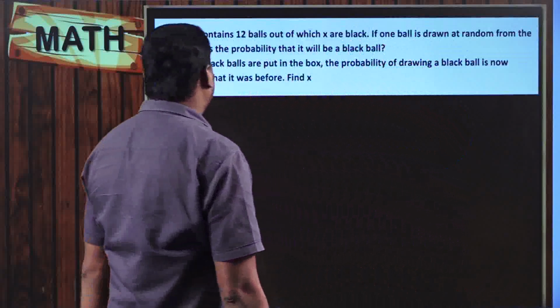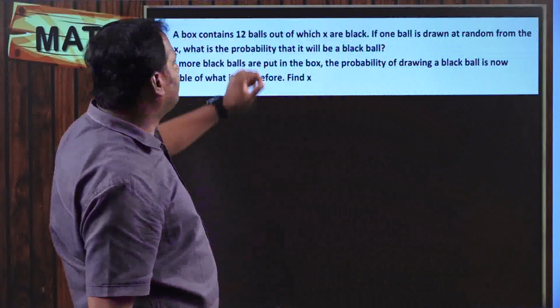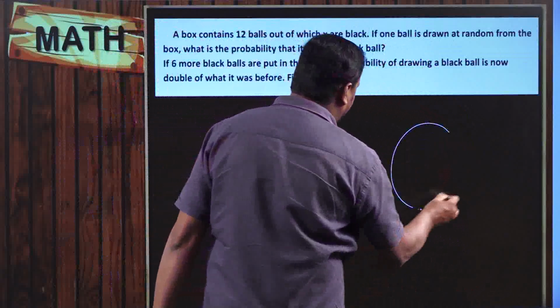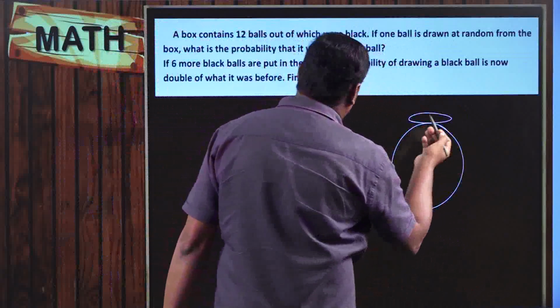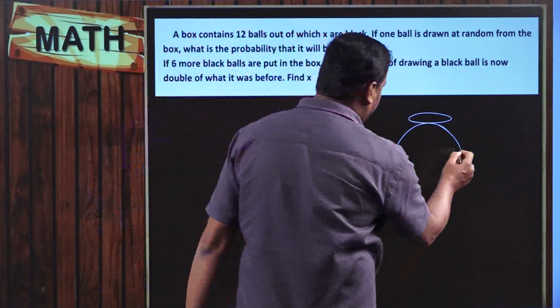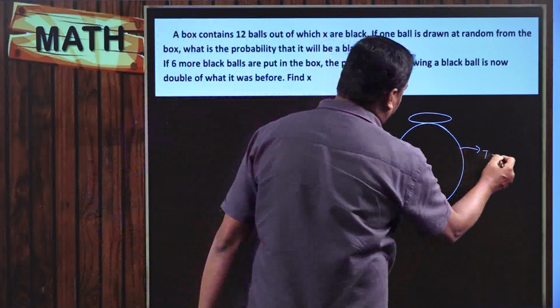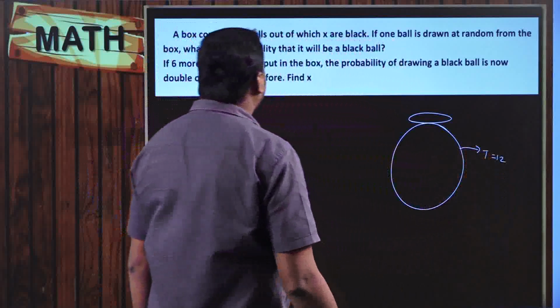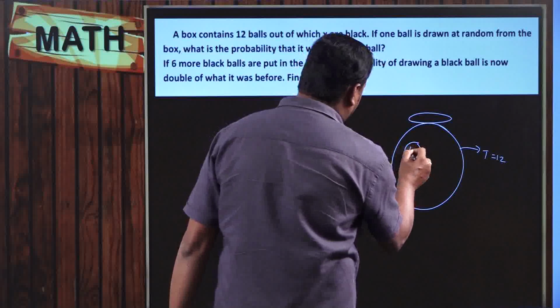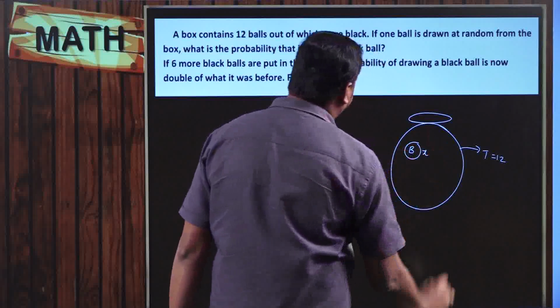And moving on to the next: a box contains 12 balls, out of which X are black. See, again there is a box, otherwise a bag, whatever it is. A box contains 12 balls, so the total number of balls is equal to 12. 12 balls, out of which X are black balls. So the number of black balls is equal to X.